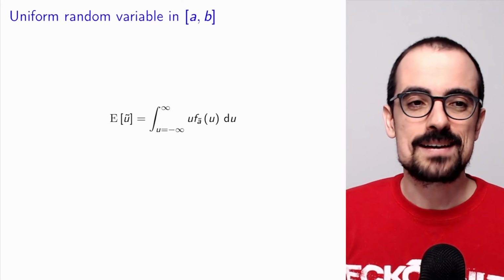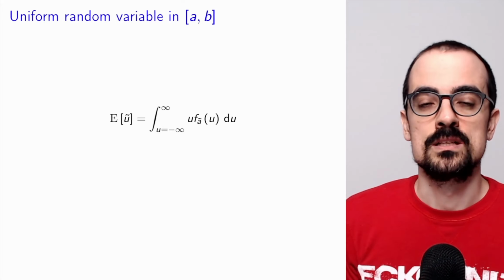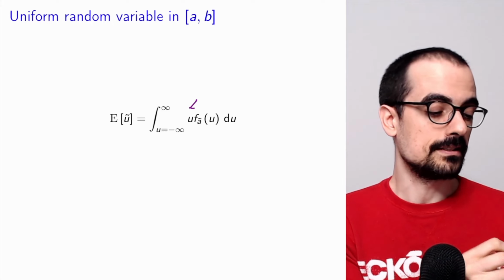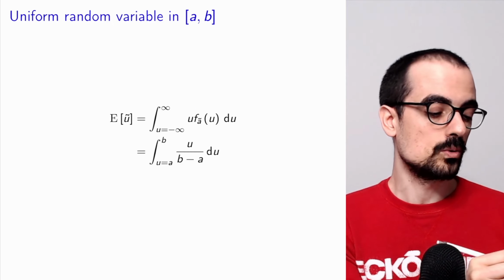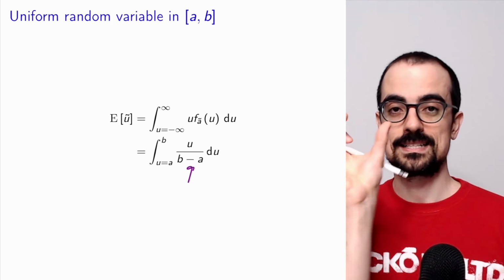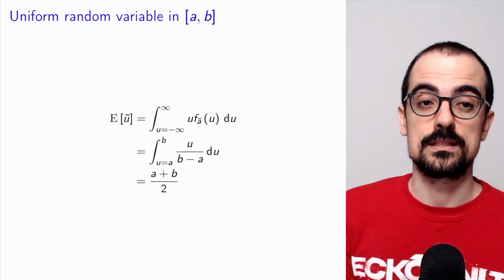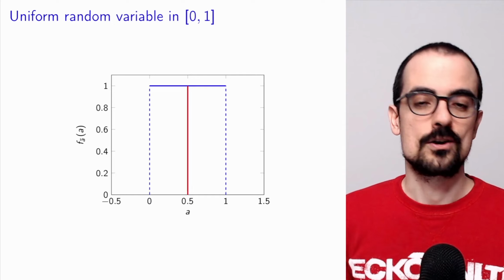Let's take a look at an example. Imagine that you have a uniform random variable in the interval AB. How do you compute the mean of this random variable? You integrate all the possible values of the random variable times its density. What is its density equal to? 1 over b minus a, because that's the length of the interval. And that gives you that the mean is the midpoint of the interval, which is not necessarily the case for other random variables, but it is for a uniform random variable.